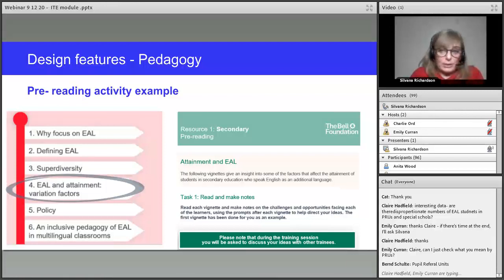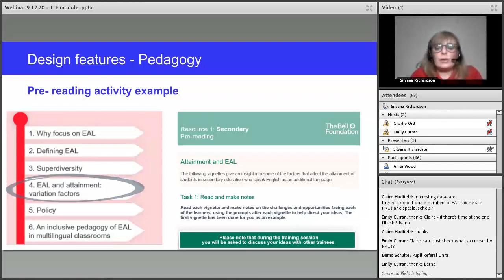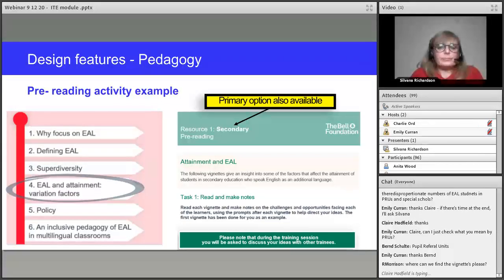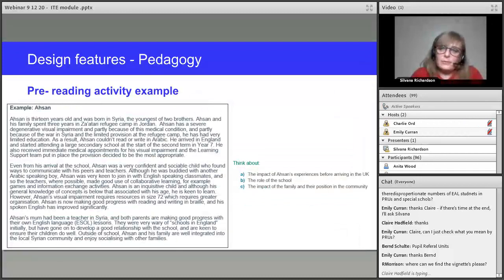There's also a worked example. The first vignette has been done for you. There's also a reminder that during the training session, they will be asked to discuss the ideas from this activity with other trainees. As I said before, there's also a primary phase specific option available.